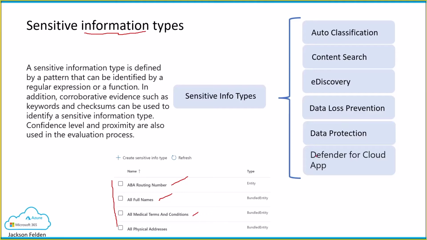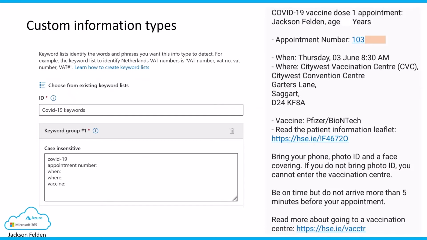But the beauty is, I will show in a few seconds how you can build a custom info type. When you have your sensitive info types configured, and you're happy with that, you can use them for auto-classification, that's part of my demo, content search, e-discovery, data loss prevention, data protection, part of my demo here as well. Defender for Cloud Apps is included. And as I quickly said, there are so many templates ready to go. If you need something different, no problem at all, you can use your own custom information type.